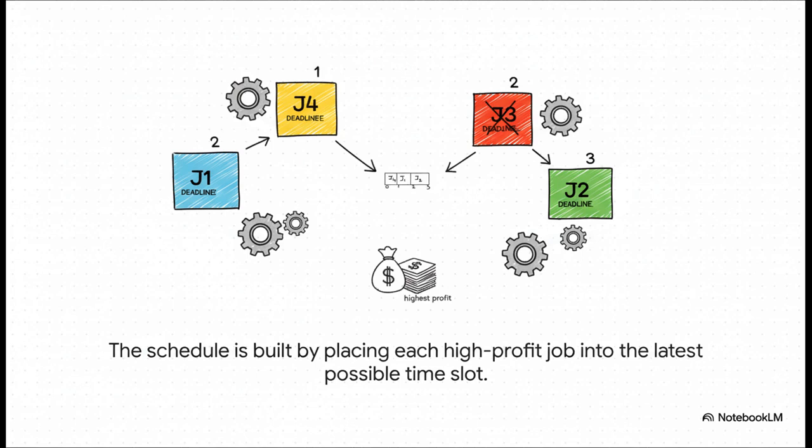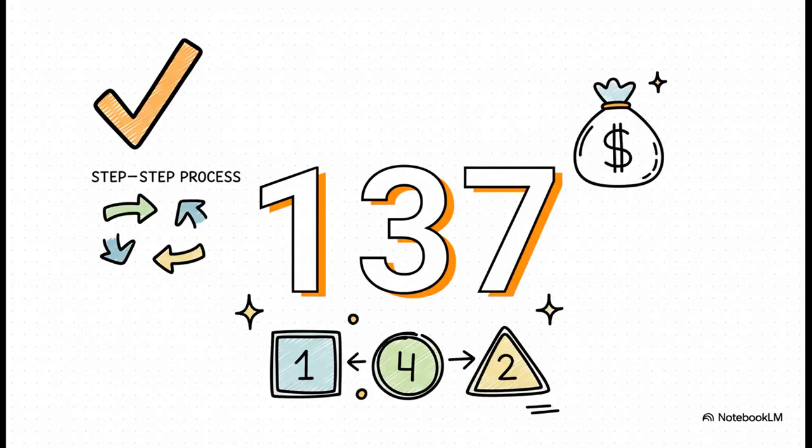Now, J3, its deadline is 2, but slots 1 and 2 are already taken. There's just no room, so we have to say goodbye to J3. Finally, J2 has a deadline of 3, and look at that, slot 3 is wide open. It fits right in. So, what's the grand total?